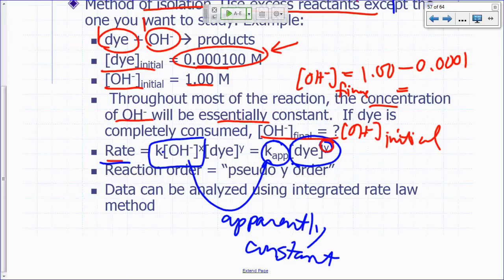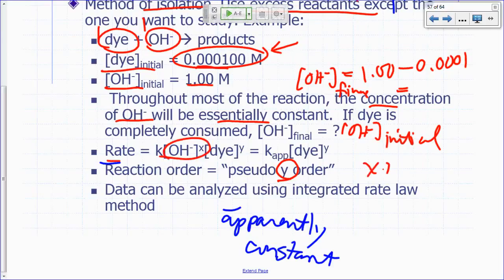Okay? So we say that the order of the reaction here is pseudo Y order. Okay, why is it pseudo Y order? Because it's not really just dependent on the concentration of the dye. The overall order is actually X plus Y, right? But since we're setting it up so X doesn't matter because it's lumped into the constant, the apparent rate constant, you say you have a pseudo order. So if Y turns out to be 2, then you say your reaction is pseudo second order. If Y turns out to be 1, you say your reaction is pseudo first order.